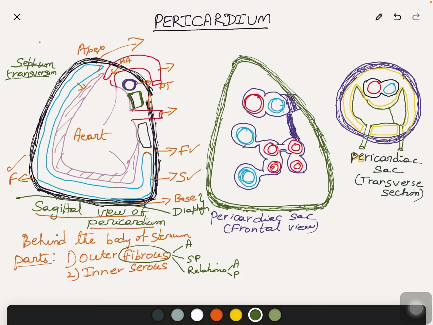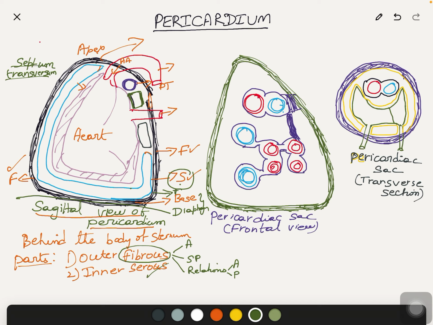So now we will start with the serous pericardium. Serous pericardium is a closed sac. So this is the serous pericardium we have seen. It is a closed sac. It lies within the fibrous pericardium. So this blue color is the serous pericardium. You can understand this, it is lying within the fibrous pericardium.